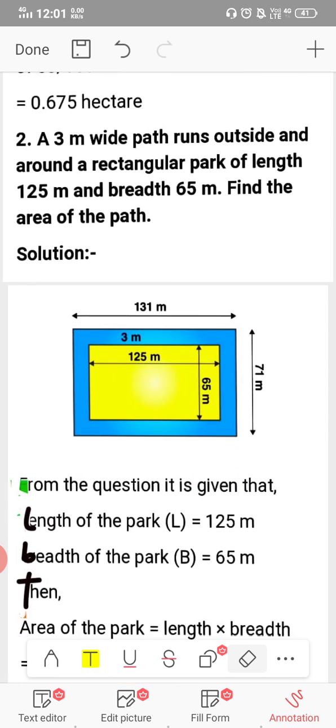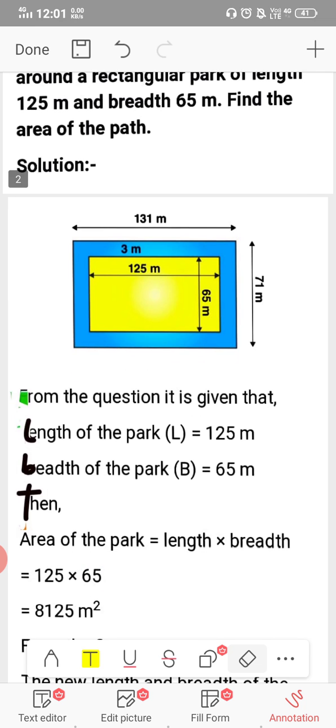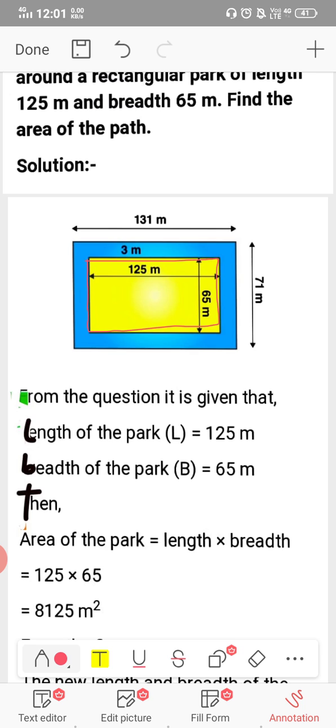A 3 meter wide path runs outside and around a rectangular park of length 125 meter and breadth 65 meters. Find the area of the path. So in this question we are given this rectangle whose dimensions are 125 in length and 65 in breadth. The path around the rectangular park is 3 meter wide, means this side is 3 meter, this side is 3 meter, this is also 3, and this is also 3.